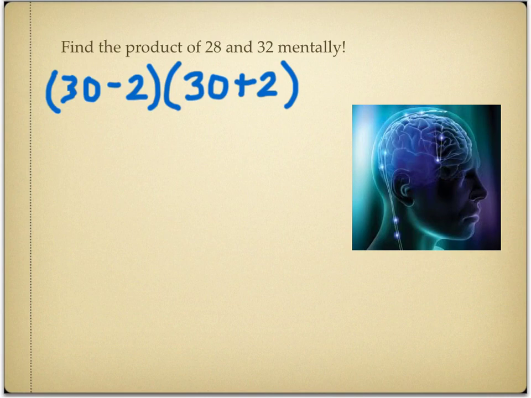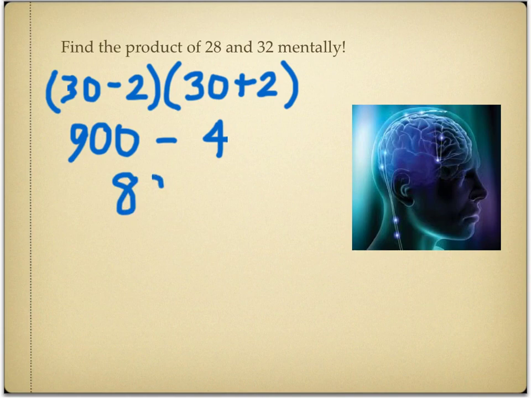I could FOIL this out a little bit, and I know that 30 times 30 is 900, and 2 times 2 is 4. So really I'll end up with 900 minus 4, which is 896. So that's a quick way of multiplying some numbers that are kind of close to each other using that difference of squares idea.